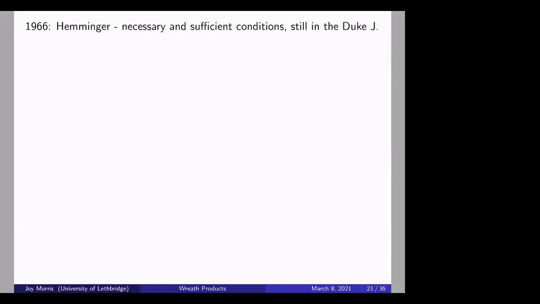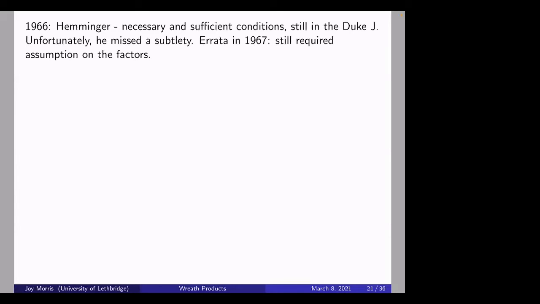automorphism group of the lexicographic product of two graphs to be the wreath product, unless we had false twins and Y was disconnected, or we have true twins and Y is connected. So remember, Sabidussi made conditions on X and Y before he could state that result. Hemminger got rid of the conditions on X and Y. But unfortunately, he missed a subtlety. So he published an errata in 1967. And in his errata, he still did require an assumption on X, not on Y, but on X. It was on Y, not on X.